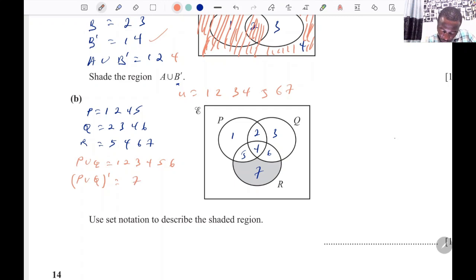Now 7 left. Remember my R has 7. So the best thing now is to intersect these two together. So I have R intersection P union Q complement, which is what? 7. So 7 is now the shaded region. So it's now clear that the answer is R intersection P union Q complement. So using this method of numbering them will really help you to know your answer.